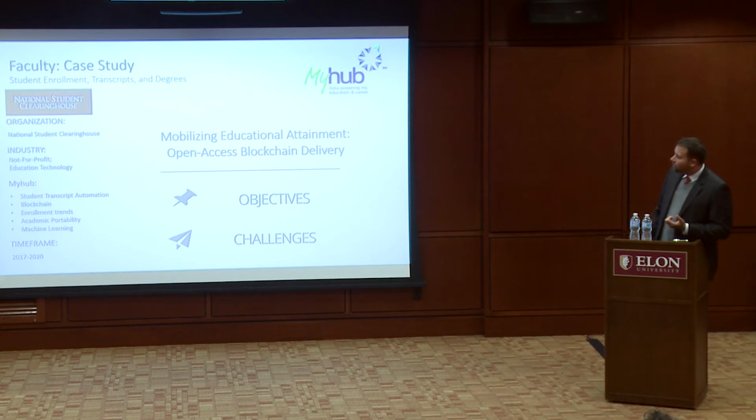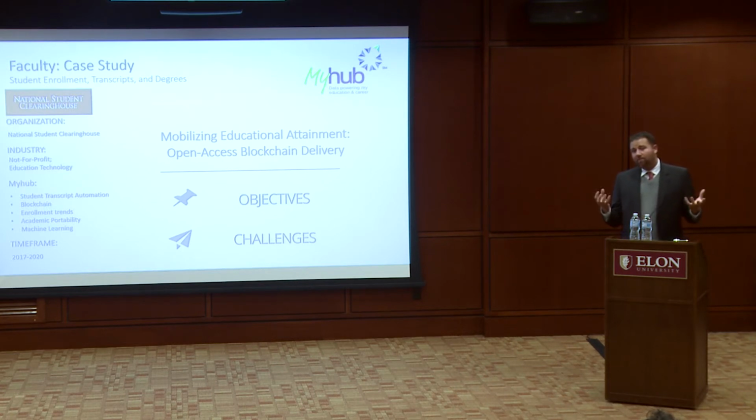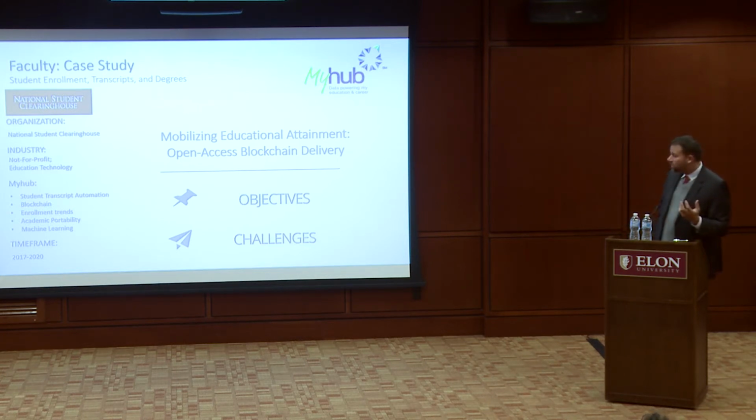And that doesn't even include the money from their fellows and everyone that they're putting on the project. So they selected this organization, and what they're looking to do is automate student transcript automation, the movement of those transactions through a blockchain, helping with enrollment trends and academic portability. We don't have that too much at Elon, but 40% of college students start at a 2-year institution and then go to a 4-year institution. So the number of transfer students is picking up.